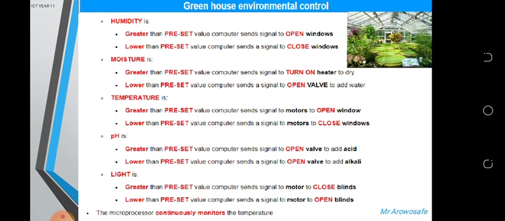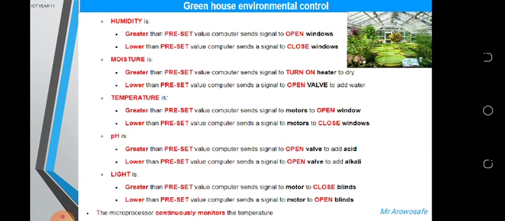So temperature. Now, if temperature is greater than preset value, computer sends signal to motor to open window. So if the temperature is too high, automatically there will be heat there. So the moment the microprocessor senses that there is a lot of heat there, then the computer will now send signal to motor to open window.